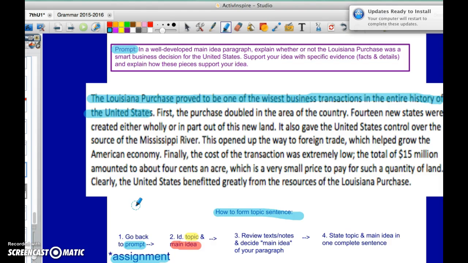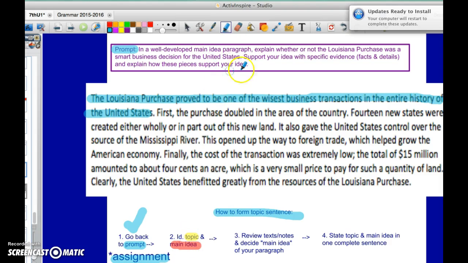So let's review it. It says, in a well-developed main idea paragraph, explain whether or not the Louisiana Purchase was a smart business decision for the United States. Support your idea with specific evidence, facts and details, and explain how these pieces support your idea. So we've gone back to the prompt and we've read it. Check.